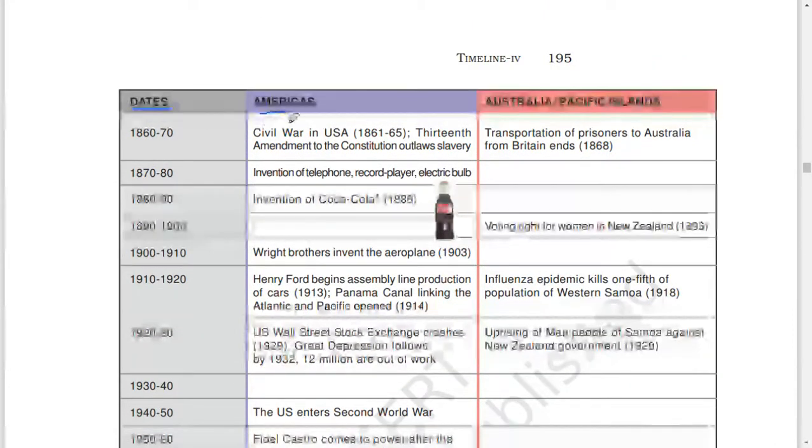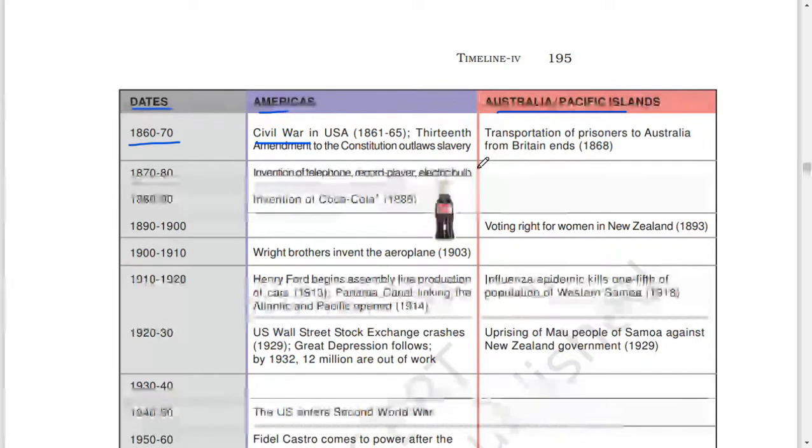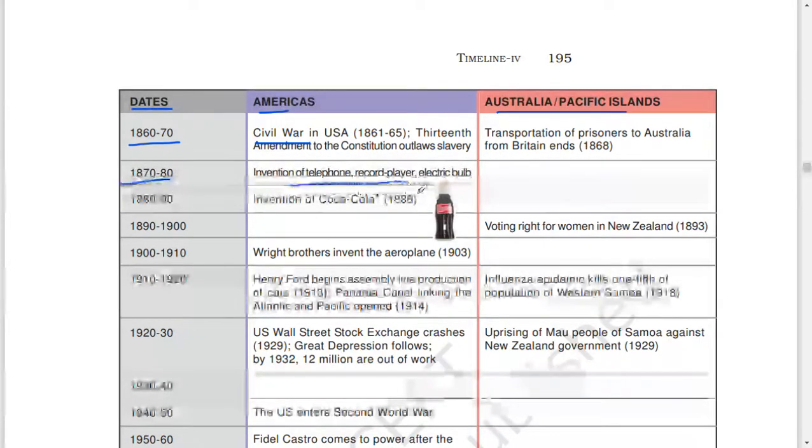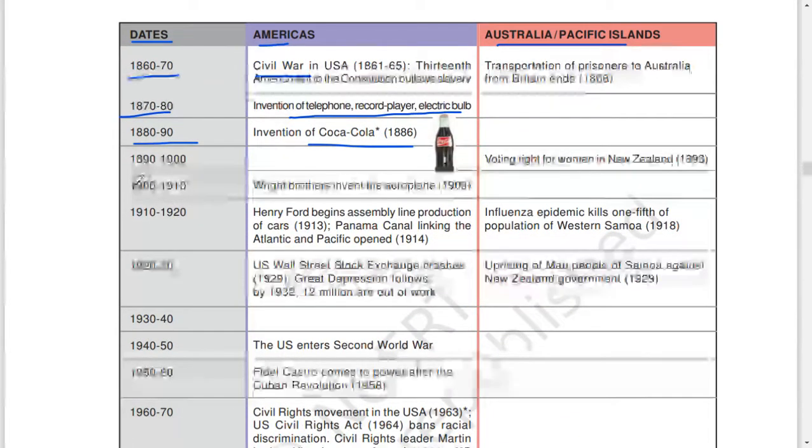Dates: Americas, Australia or Pacific Islands. 1860 to 1870, Civil War in USA, 1861 to 65. 13th Amendment to the Constitution outlaws slavery. Transportation of prisoners to Australia from Britain ends, 1868. 1870 to 1880, invention of telephone, record player, electric bulb. 1880 to 1890, invention of Coca-Cola, 1886. 1890 to 1900, voting rights for women in New Zealand.